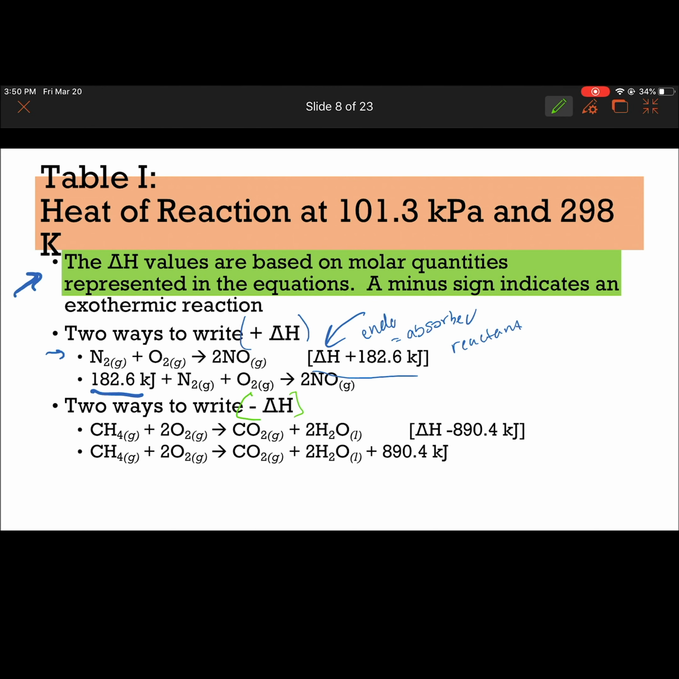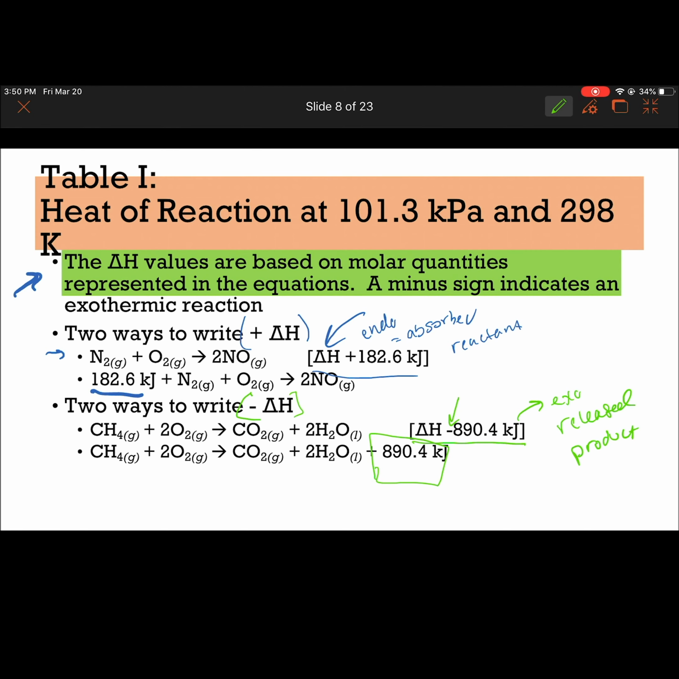Oppositely speaking, if your delta H is negative, you can put it off to the side and say, okay, delta H is negative. There it is. Or you can write it in your equation. Again, a delta H that is negative means it's exothermic, so heat is being released. And so it's going to be written as a product. All that negative sign means is literally the word release. So it released that much energy.